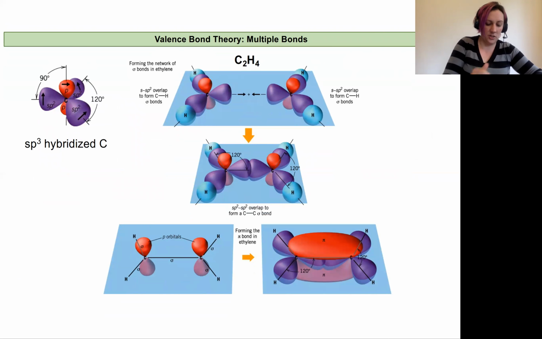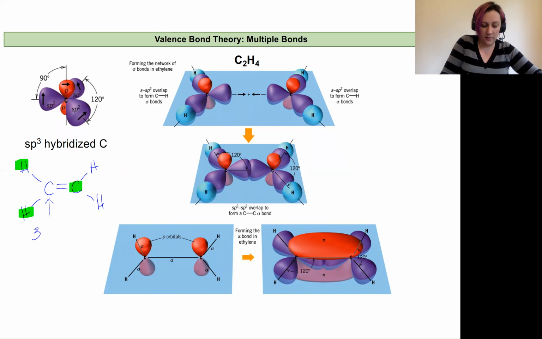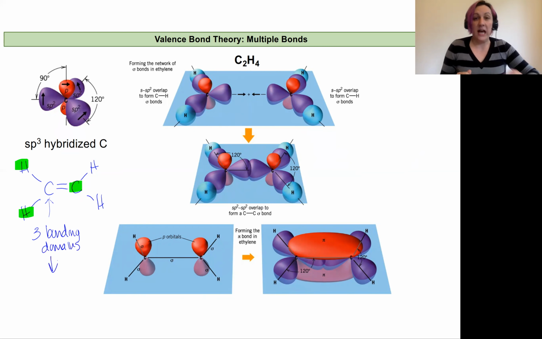So this is C2H4. So it looks like this. So we expect them to be 120 degrees for a bond angle between our elements. And for each carbon, it's going to be bonded to 1, 2, 3 things. So we're going to have 3 bonding domains, which tells us that we really need to build 3 bonding orbitals from our atomic orbitals. So I need to build sp2 hybridized bonding orbitals from my atomic orbitals.